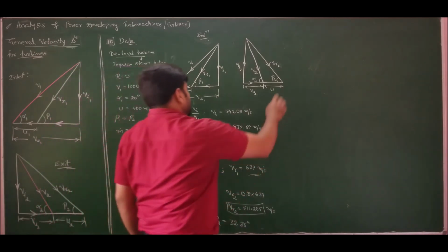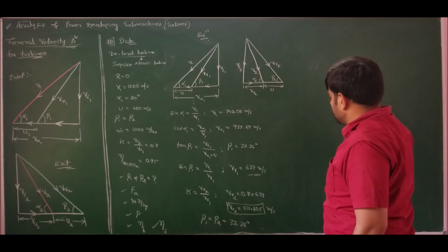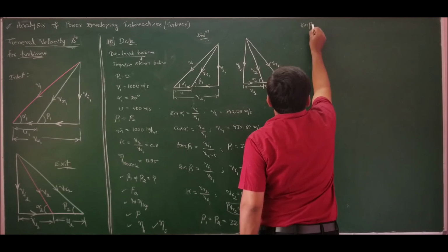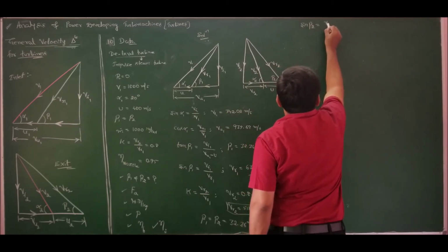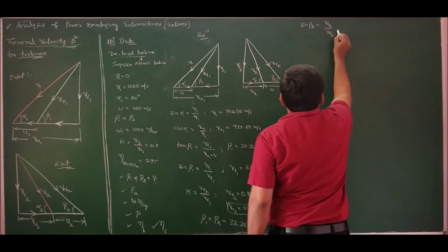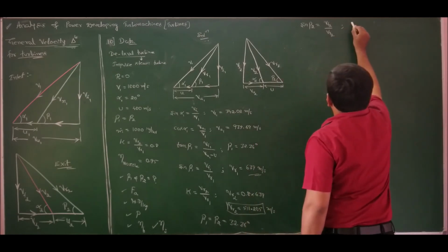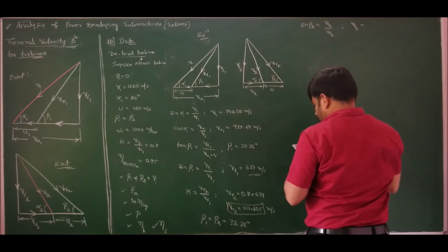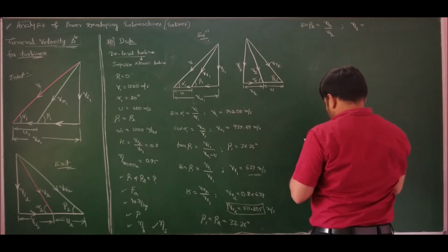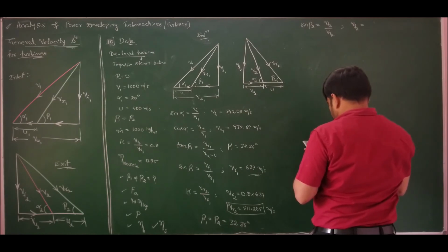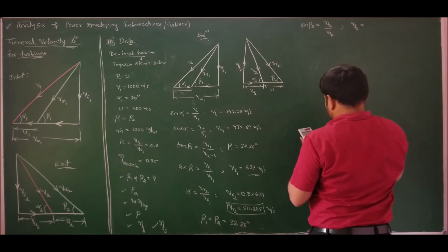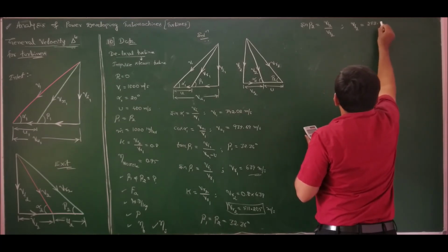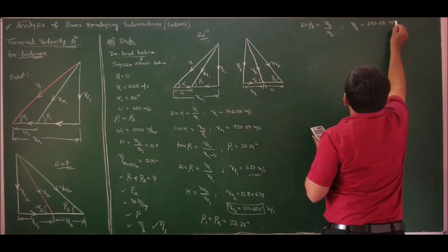So we know VR2 and beta 2; use sin beta 2 and cos beta 2. If we use sin beta 2, sin beta 2 is equal to VF2 by VR2. Therefore VF2 is equal to VR2 sin beta 2. VR2 into sin of beta 2, which is 32.36 degrees. So VF2 is 273.616 meters per second.